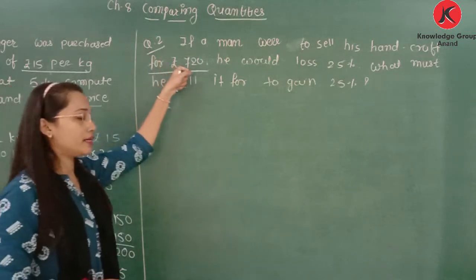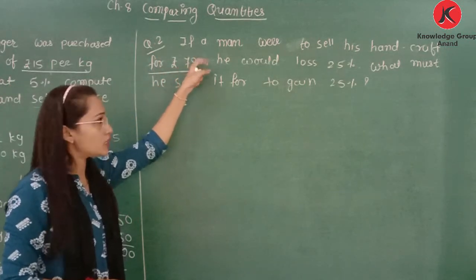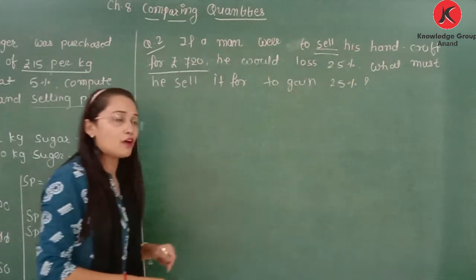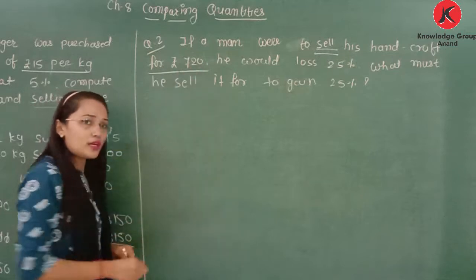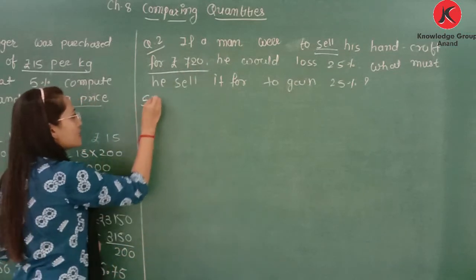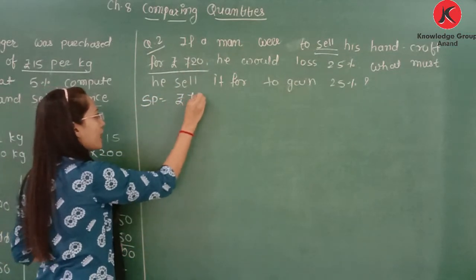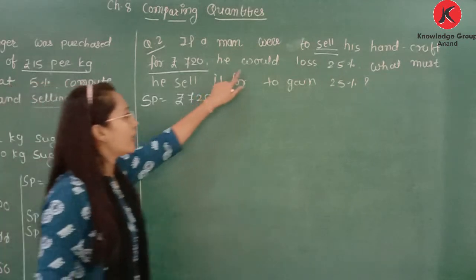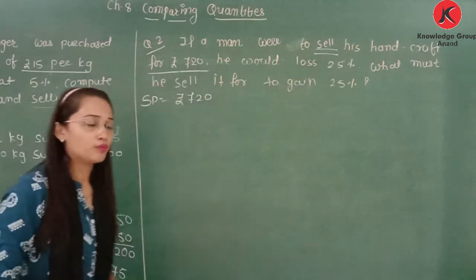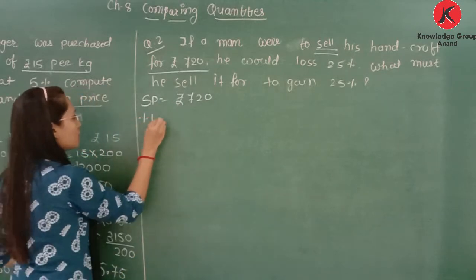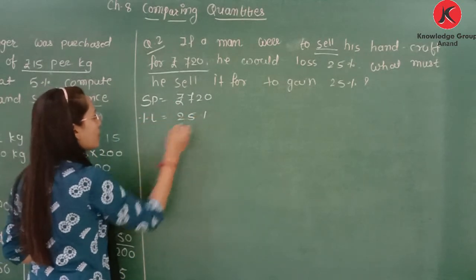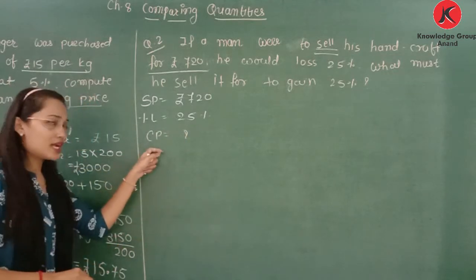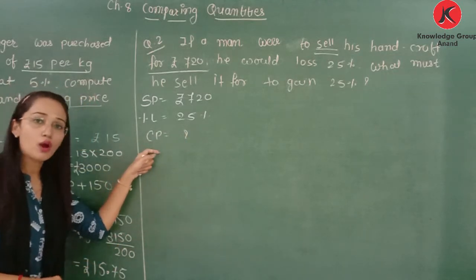The selling price of the handcraft is given, that is 720. It is written that the man will sell his handcraft for rupees 720. It means the selling price is given as 720, and if he sells this item for 720, he gets a loss of 25%. So percentage loss is given. So we can find the cost price. So what will be the cost price of this handcraft? So how can we find it?